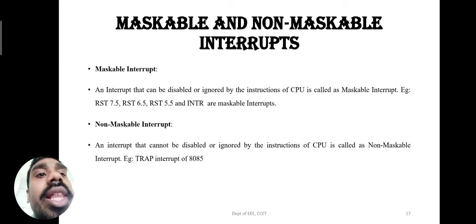And the next set is the non-maskable interrupt. That means those interrupts that cannot be covered up are called NMI, or non-maskable interrupts. Intel 8085 has only one non-maskable interrupt. It is the highest priority hardware interrupt of Intel 8085. So basically TRAP is the non-maskable interrupt, or NMI, of Intel 8085.